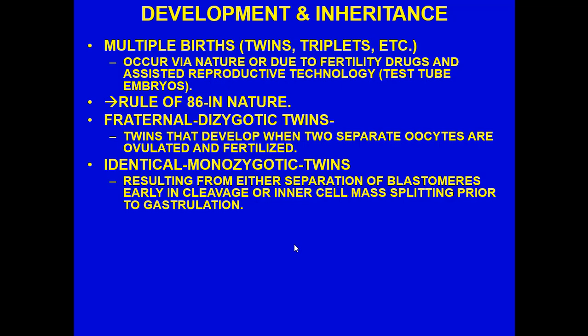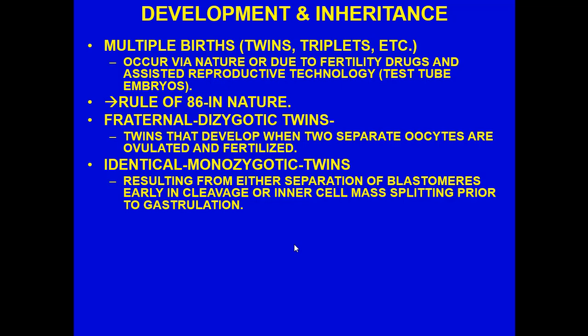Now, nature has been completely corrupted by the use of fertility drugs, which many times will cause women to ovulate multiple secondary oocytes at the same time. Also, with assisted reproductive technology, many times what happens is that instead of putting one fertilized embryo into the woman, a lot of these technologies will put in several, with hopes that at least one will implant. Now, this means that in some cases two develop or three develop. But if they were each individually fertilized by a different sperm cell, they are fraternal, not identical.